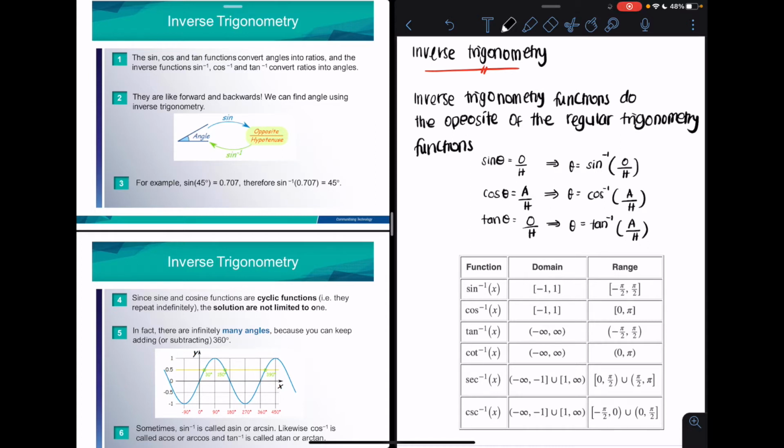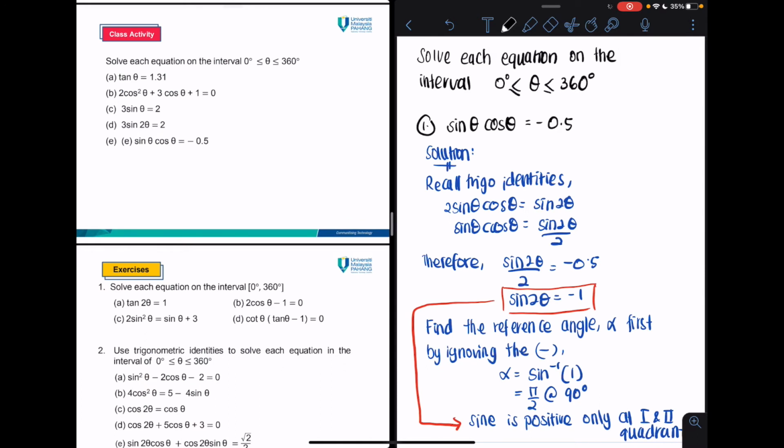Inverse trigonometric functions do the opposite of the regular trigonometric functions. This is expressed mathematically in the statement below. The domain and range of the inverse trigonometric functions are summarized in the table below. Now, let's take a look at problems involving trigonometric functions.